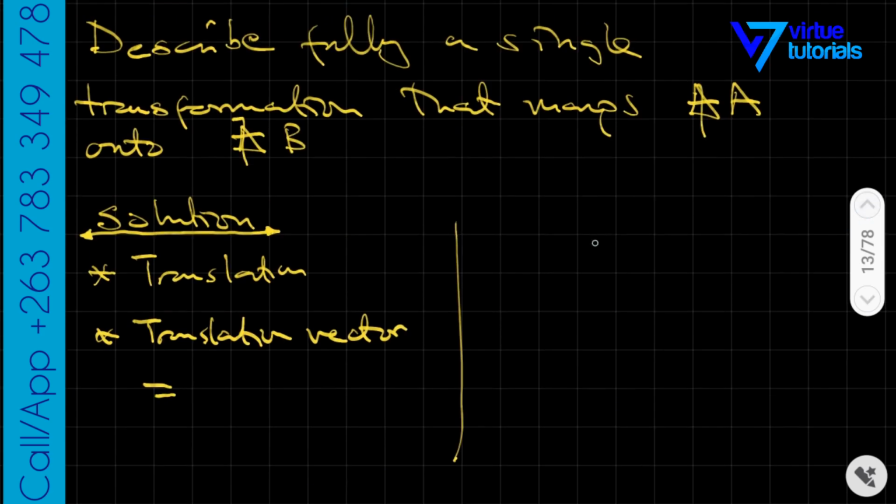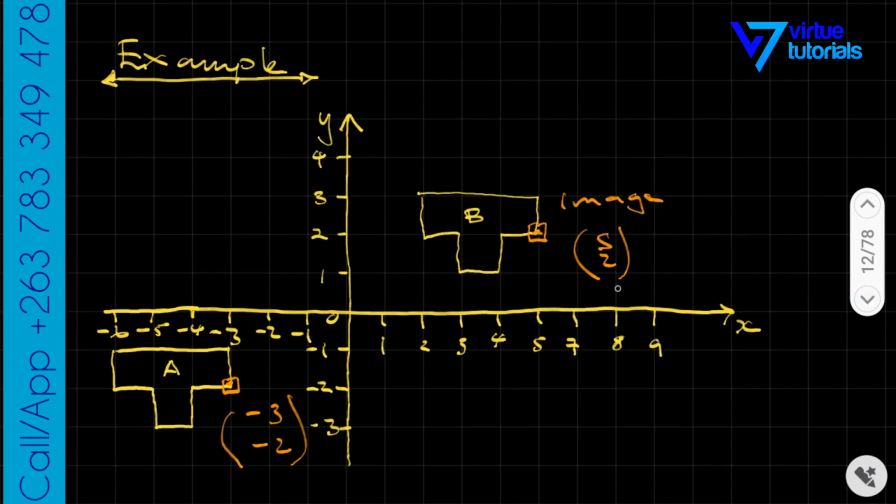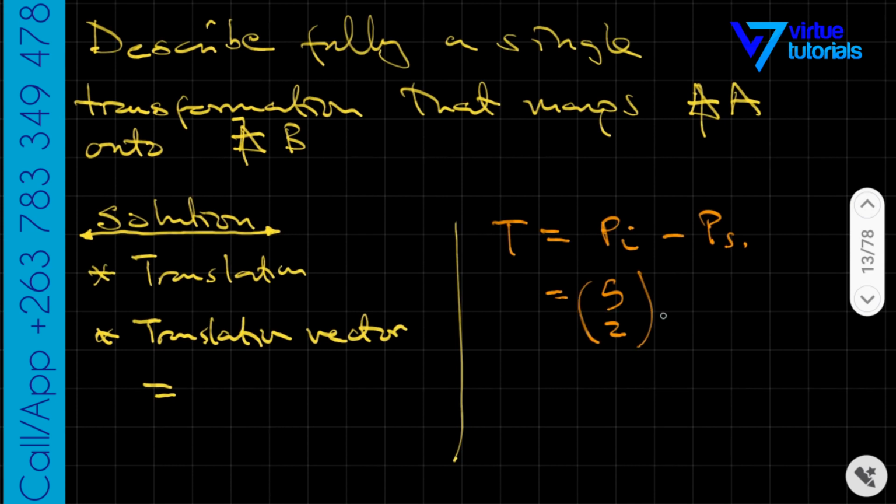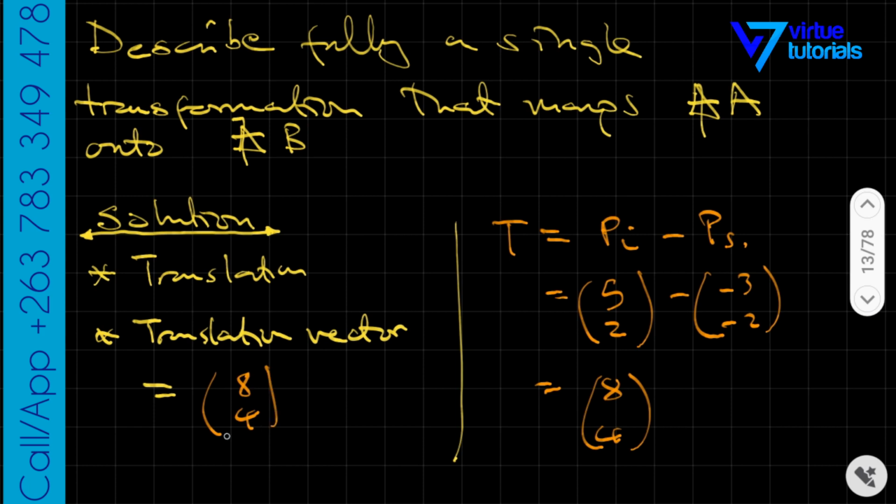And remember, to find your translation vector, you have to take the point on image minus point on original shape. So I'll say 5, 2 minus minus 3, minus 2. 5 minus a minus, that gives you a plus. 5 plus 3, 8. 2 minus a minus, that gives you a plus. 2 plus 2, 4. So our translation vector is 8, 4. So that's it. That is the description. A translation with a translation vector of 8, 4. That's the complete answer.